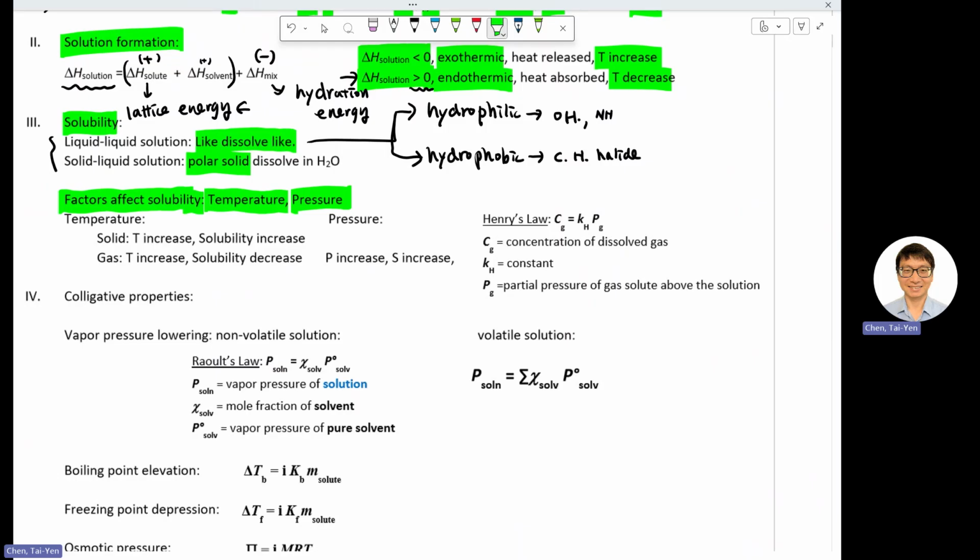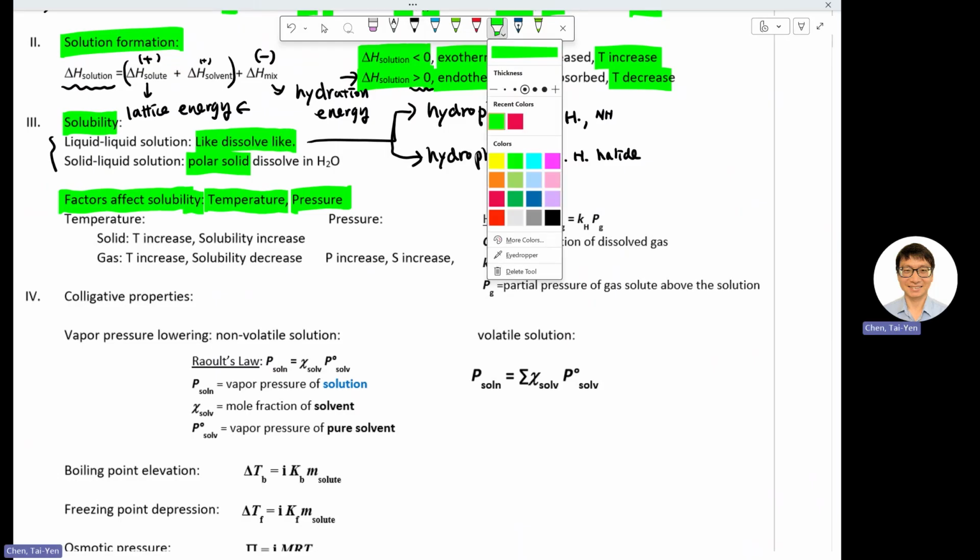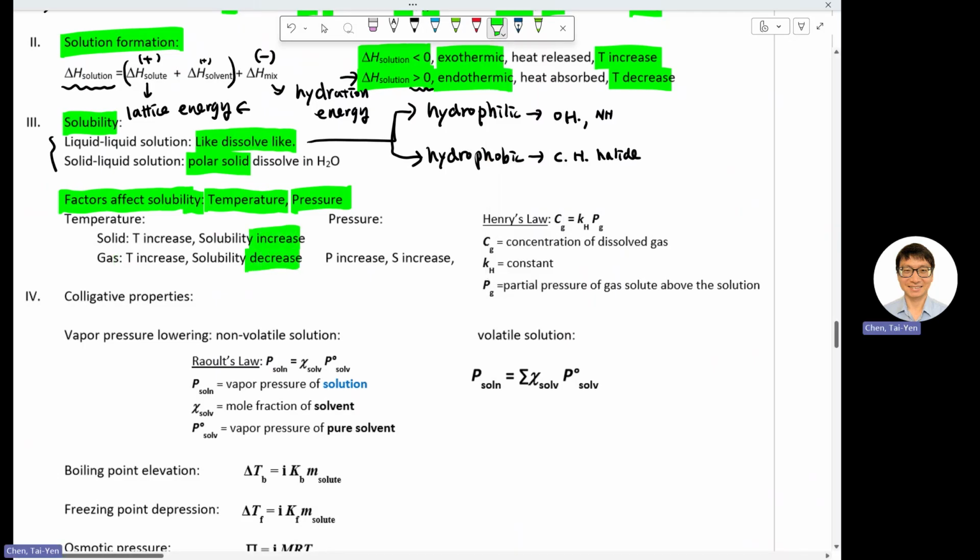So that's what you need to know. When temperature increases, the solubility of a solid will increase, but the solubility of a gas will decrease. That's pretty much all you need to know for temperature.